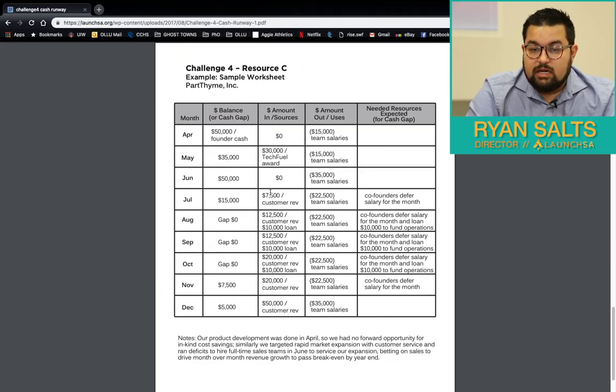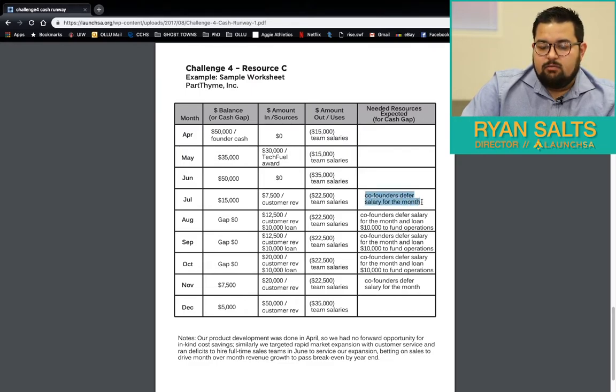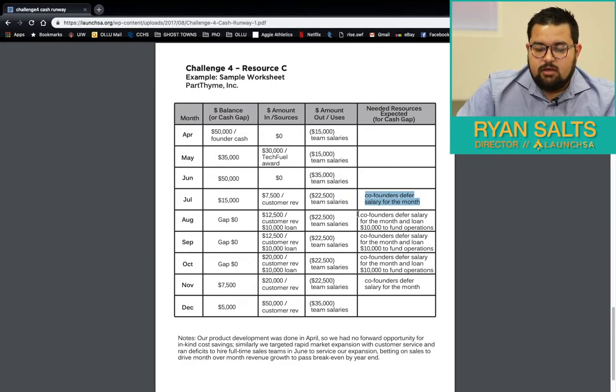That equated to $22,500. You'll notice that in the previous month, my team expenses were much higher than $22,500. I did not let anyone go. I did not have the capacity, meaning the cash, to afford to pay $35,000. So in that needed resources or expected cash gap, that is where I explain how I am going about solving that monetary issue. So I deferred my own salary for that month in order to keep the company running.